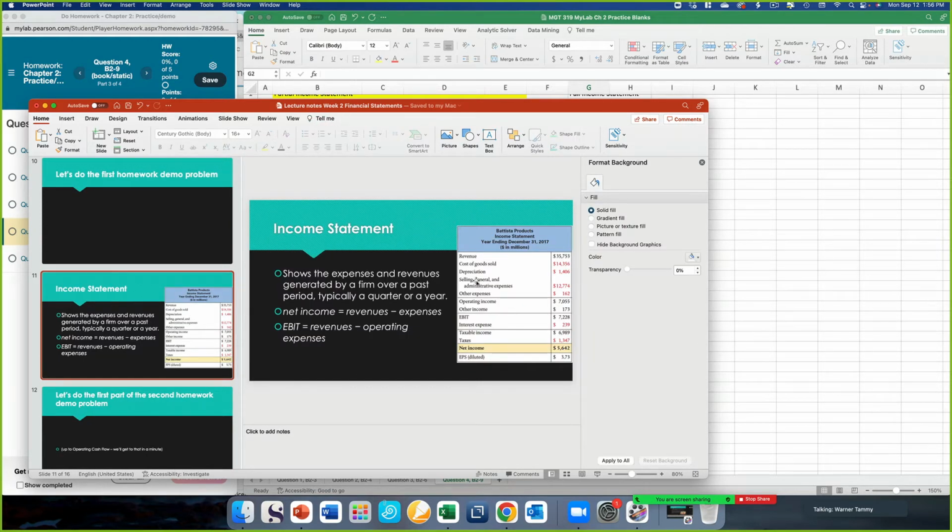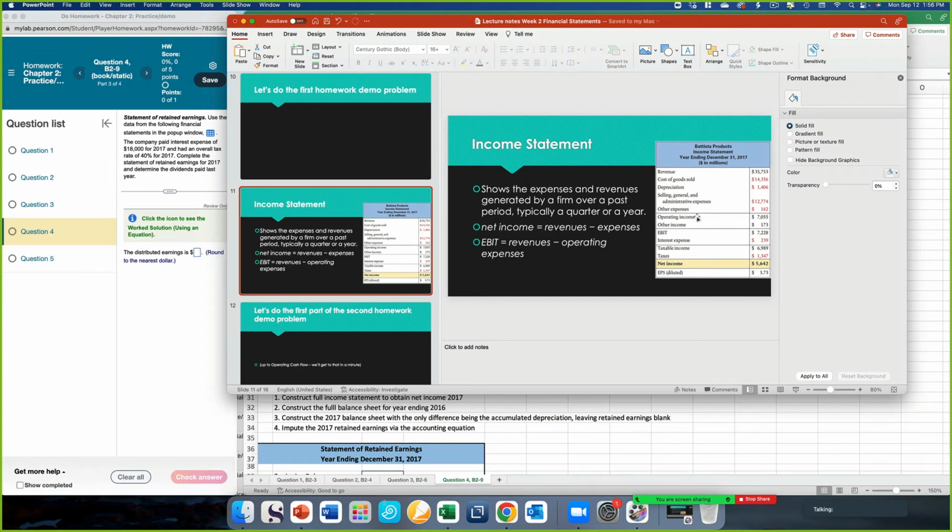Here's one. So it goes revenue, cost of goods, depreciation, selling in general, other expenses. So you see the order, right? So hold that in your head or flip back and forth. Okay, I'm not going to flip back and forth because it might be jarring for people's brains. I know this stuff already, but if you guys don't know this stuff already, flip back and forth. It's helpful.